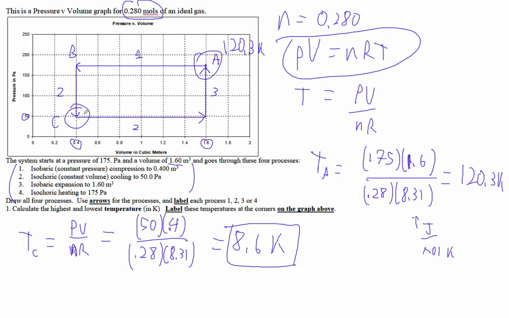And again, we can find any temperature we want. If you have a brain freeze and you can't remember which one's the highest and which one's the lowest, just find the temperature of all of them. All right, so let's see. I think we've done everything. Yeah, there we go. We did everything.